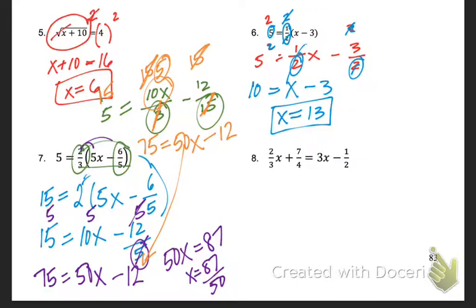Okay, I want you to try number 8. I'm going to go ahead and circle these 3 fractions. Try solving for x with these. Well, the least common denominator between all of these would be 12.